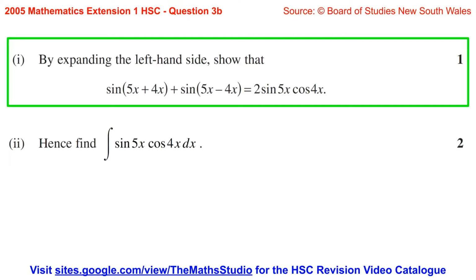Question 3b, Part 1. By expanding the left-hand side, show that sin(5x + 4x) + sin(5x - 4x) equals 2 sin 5x cos 4x.